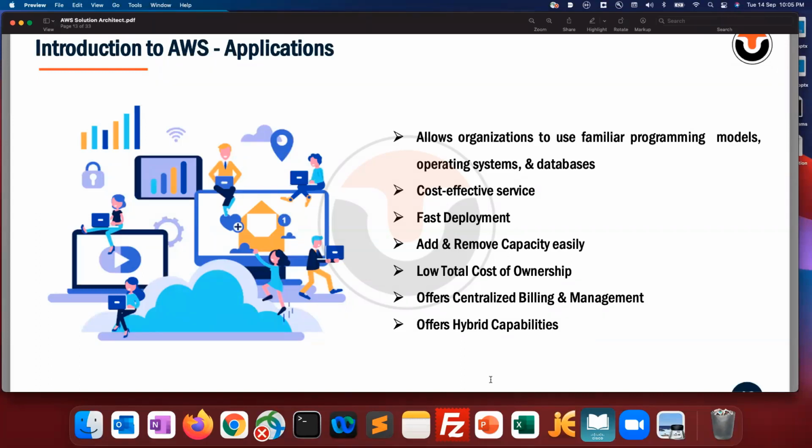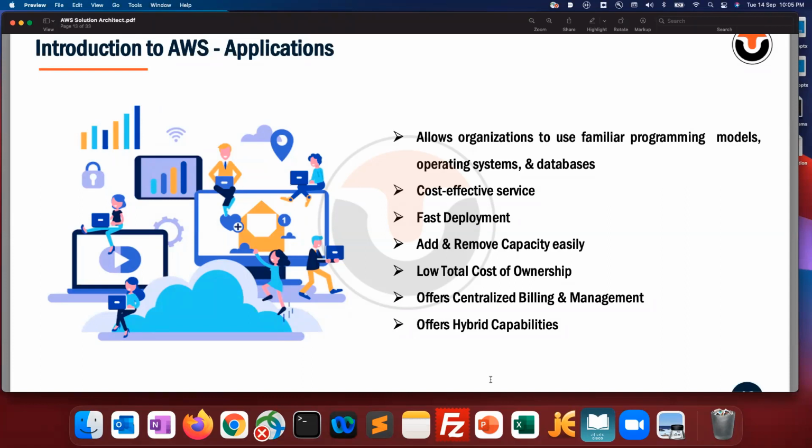It offers centralized billing management. When you host your own data center, you need to work with multiple vendors. Somebody who is selling racks, somebody who is selling AC, somebody who is selling the virtualized hypervisor. But here it is all centralized. You are paying for what you use. So you host your application, it is hosted for 30 hours, and you pay for 30 hours.